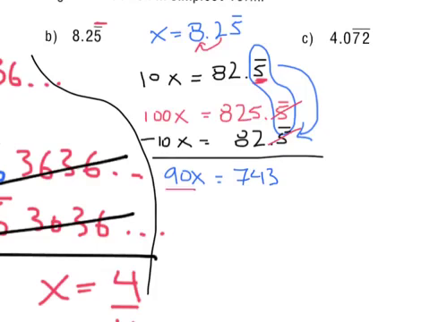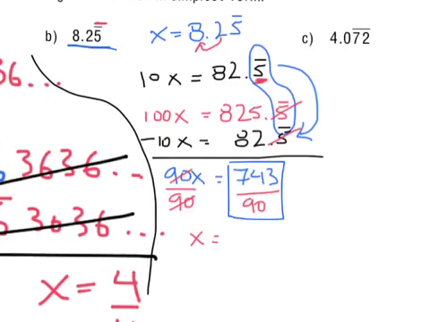Last step, I'm going to divide both sides by 90, and that gets x by itself, and 743 divided by 90 simplifies to, actually I don't think it simplifies to anything, so your final answer is 743 divided by 90, and if we put that in our calculator, you will end up with 8.25 repeating. Okay, I'm going to do the last one fairly quickly.